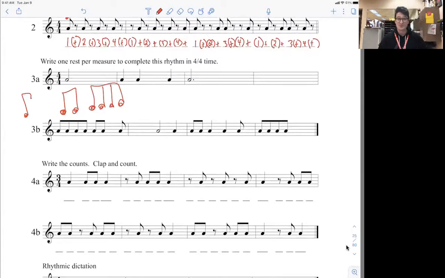But that is our lesson for today. Just remember that you always have to have an and if you see eighth notes, and that and goes in between each of the numbers.